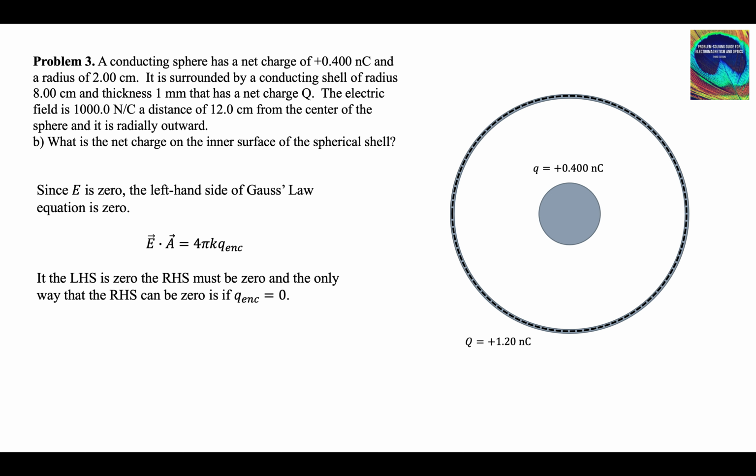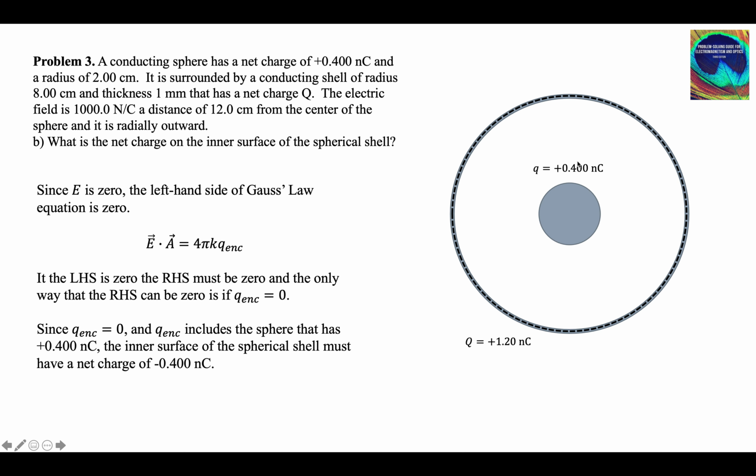There can't be any net charge inside of our Gaussian surface. And we know there's plus 0.4 on the sphere. If there's plus 0.4 on the sphere and the total enclosed is zero, there has to be minus 0.4 on the inner surface. The charge on the inner surface of the spherical shell is minus 0.4 nanocoulombs, got to be.